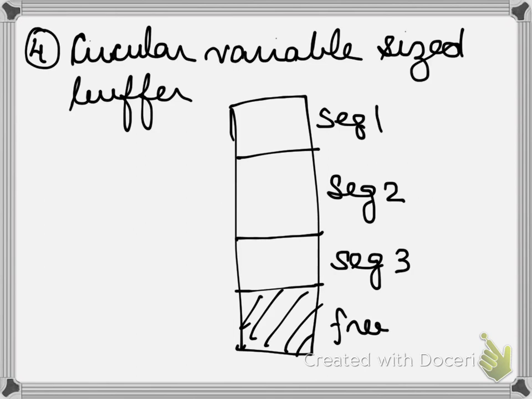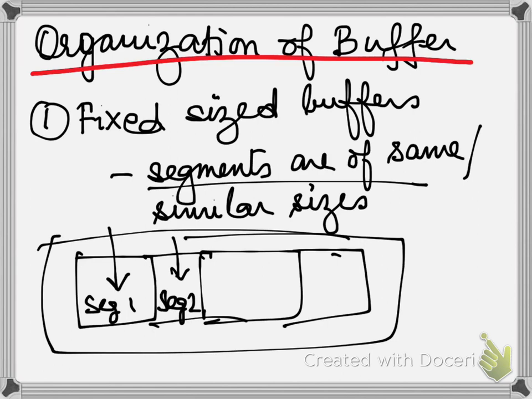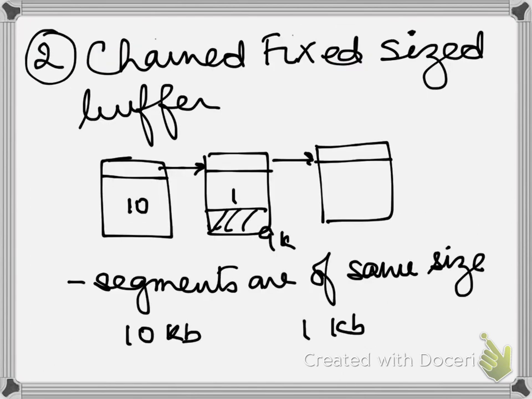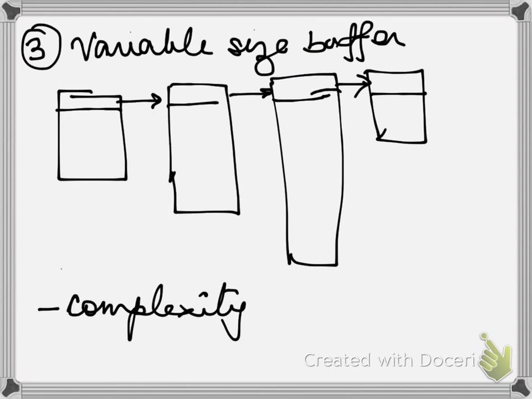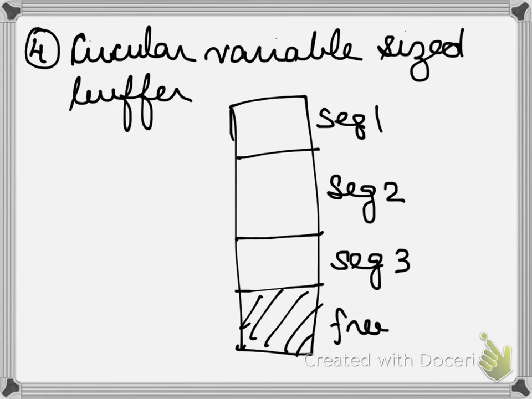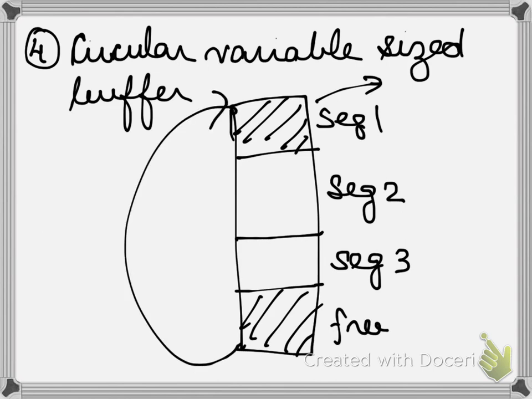So these are 4 different organizations of buffers: fixed sized, fixed sized chained, variable sized chained, and variable sized circular. Why is it circular? Because as the segments are read off, the space would be released, and after this, next you will be filling up here. So this is about your buffer organization. We will discuss more about buffer management in the transport layer in the next video.